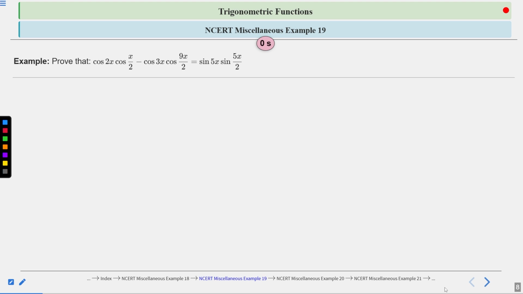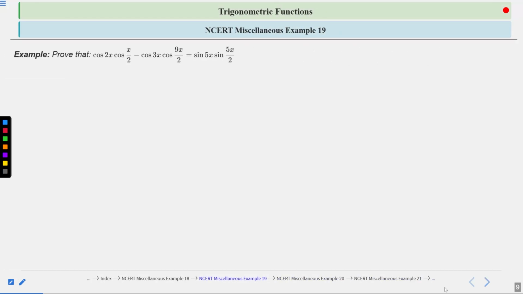Hope you all have attempted this. Let us see how we can solve this one. We have to prove that cos 2x into cos x by 2 minus cos 3x into cos 9x by 2 is equal to sin 5x into sin 5x by 2. So how can we prove this?